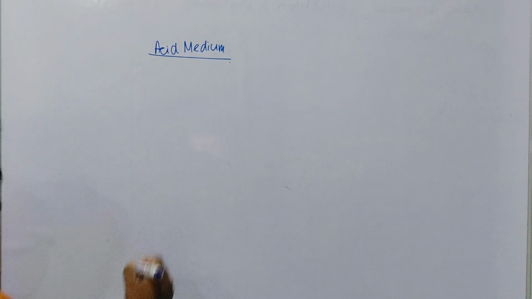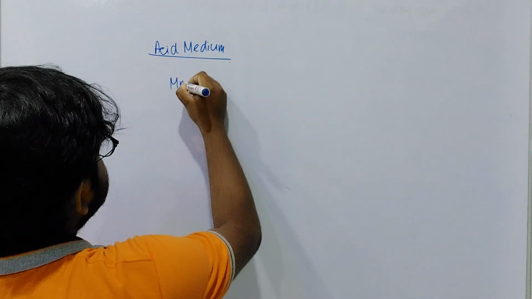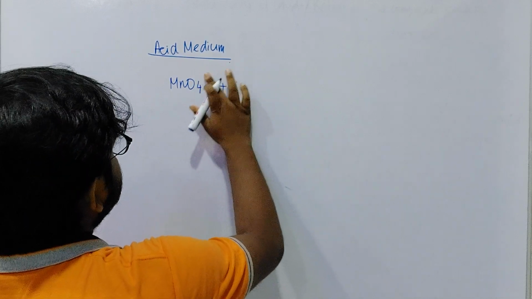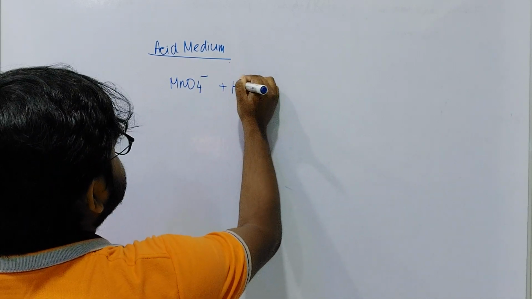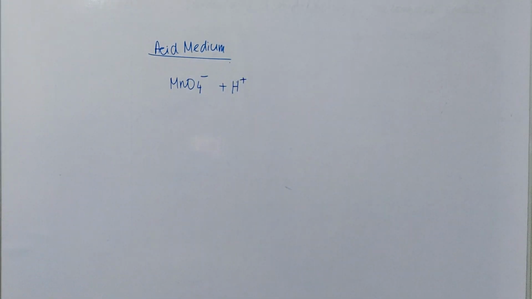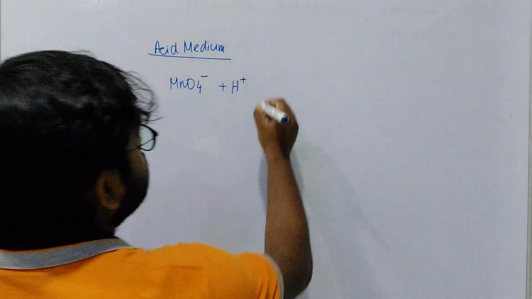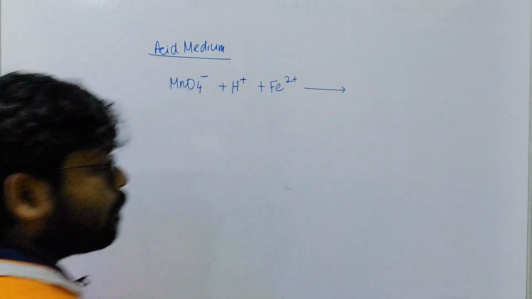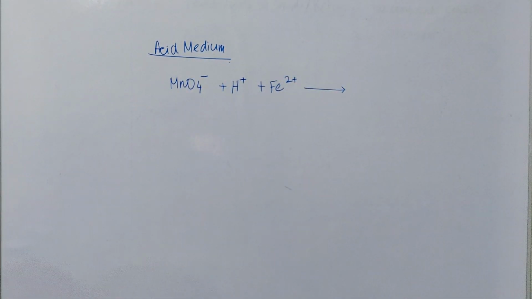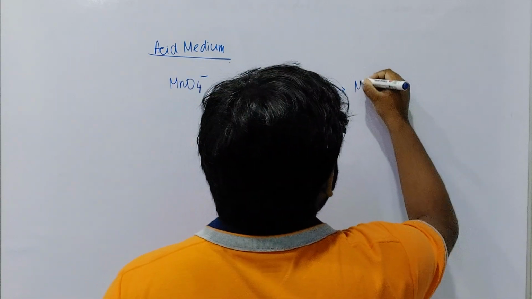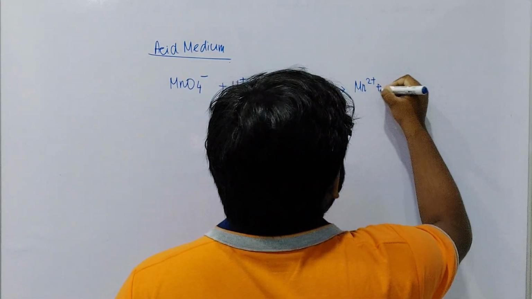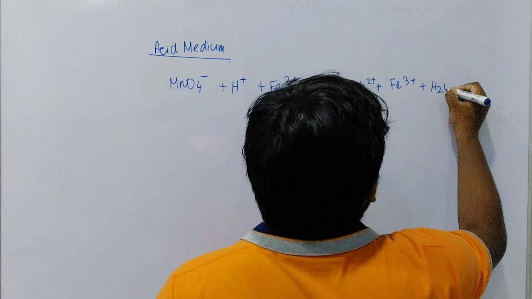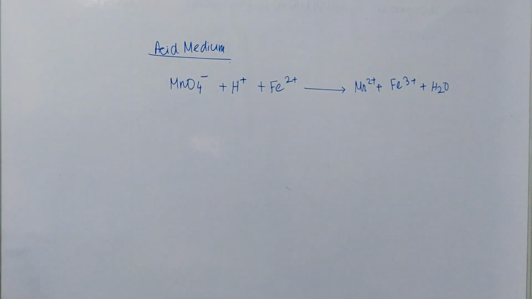First of all, the reaction is something like this: MnO4- plus H+ plus Fe2+ will become Mn2+ plus Fe3+ plus water. So this is the reaction which is given to us.